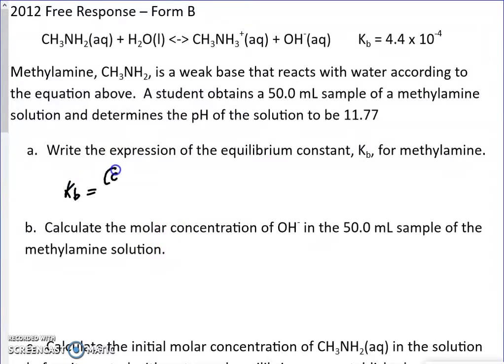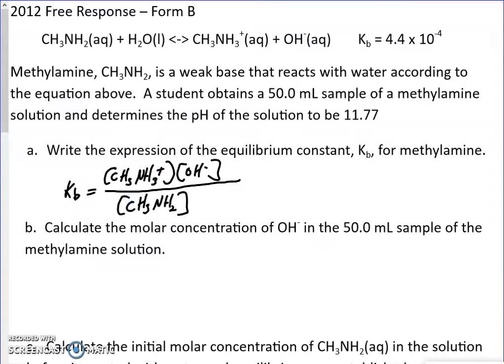So we have our products, which are these guys, over our reactants. Okay, not too bad. And you can replace the Kb with 4.4 times 10 to the negative fourth. That's perfectly acceptable. It's up to you how you do it. So A, easy, 1 free point, good to go.